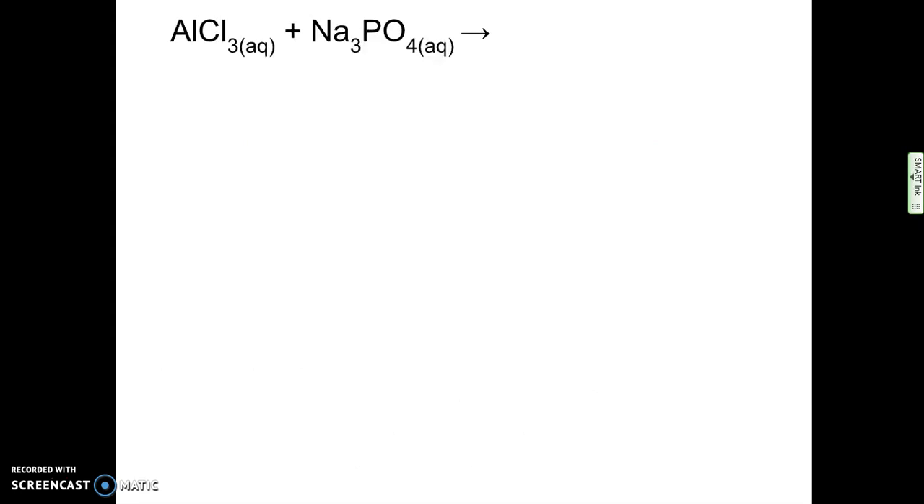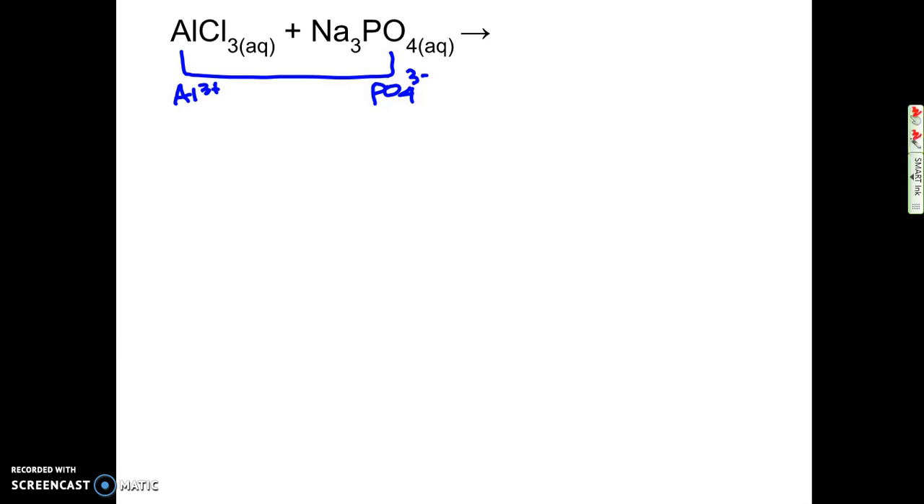So what we're going to do here is first predict the products of this double replacement reaction. We are going to take the positive ion from the one compound and put it with the negative ion from the other compound. In this case, that is going to be an aluminum ion. Aluminums are +3 ions. Are going to go with this phosphate ion. A phosphate ion is a -3 ion. That sounds like it's going to be real cute.